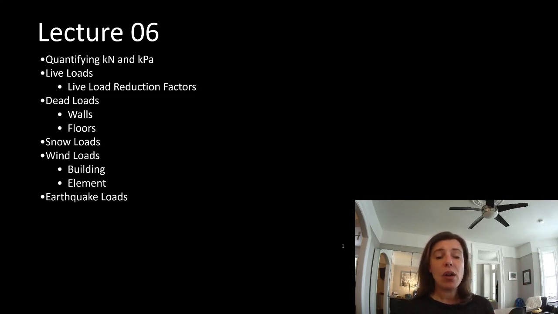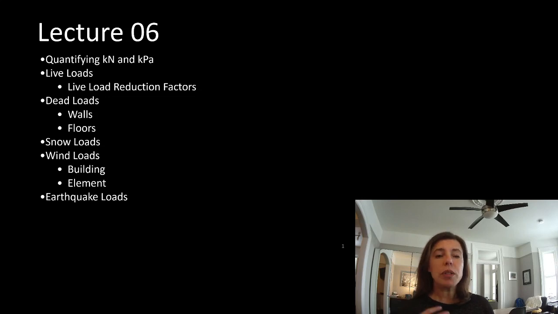So today we're going to focus on basically what we are talking about when we talk about these loads. Like what do these values mean? Because we're talking about units of measurement that some of you might not be familiar with, so you don't have a real sense of what it means. So I'll try to quantify that for you and give you a sense of what these values mean. Then we're going to talk about live loads, dead loads, and then some of the environmental loads like snow, wind, and earthquake on our buildings.